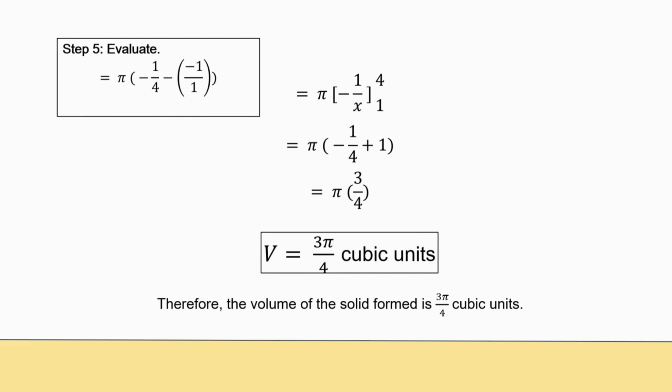Now we evaluate. At x equals 4, we substitute this value into negative 1 over x. Now we have negative 1/4. And then at x equals 1, we substitute it into negative 1 over x. Now we have negative 1 over 1. Simplifying it, we have pi times negative 1/4 plus 1. Negative 1/4 plus 1 is equal to 3/4 times pi. Now we have 3 pi over 4 cubic units. Therefore, the volume of the solid formed is 3 pi over 4 cubic units.